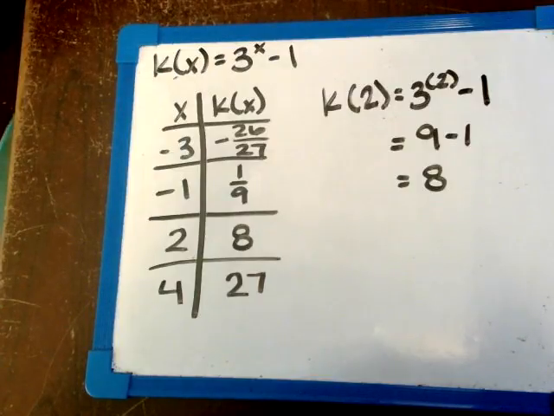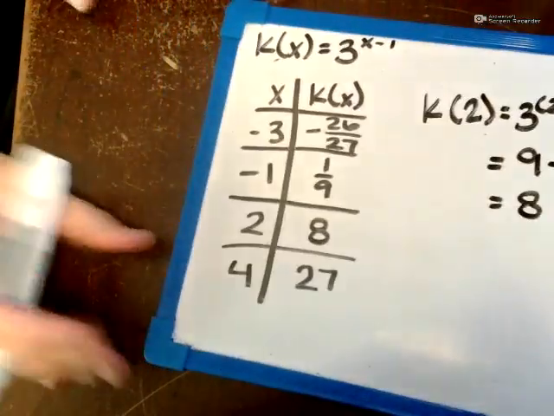Oh, you know what it is? I just figured it out. It's because it shouldn't be 3 to the power of x minus 1. It should be 3 to the power of x minus 1 in the exponent. Like that.